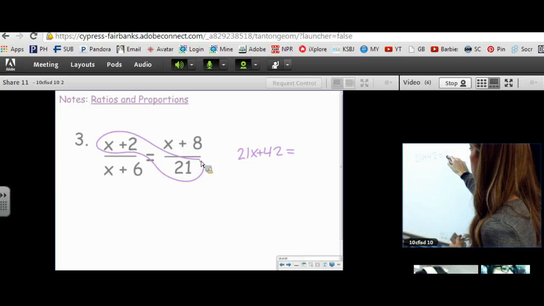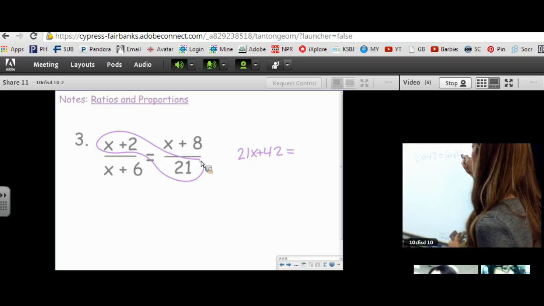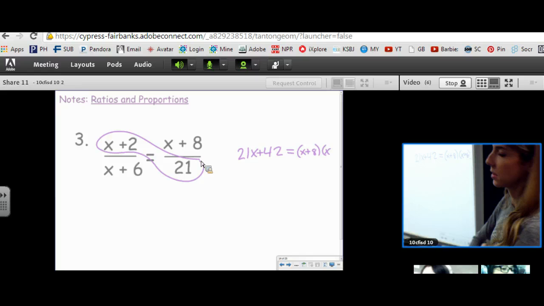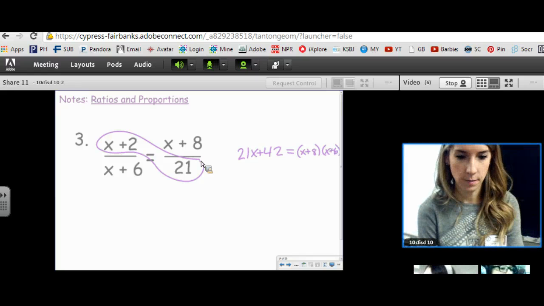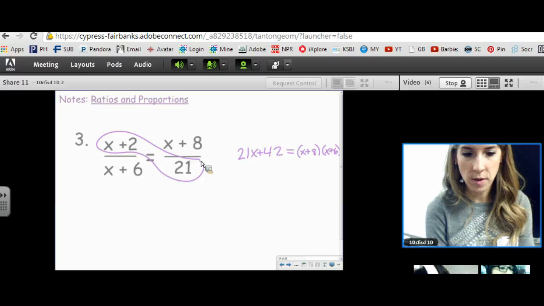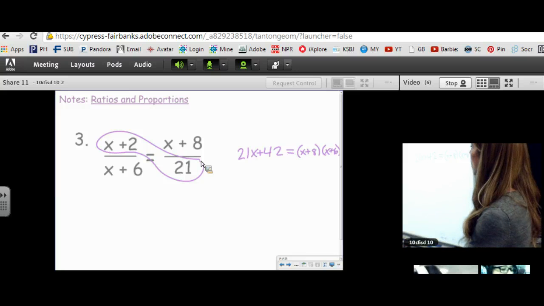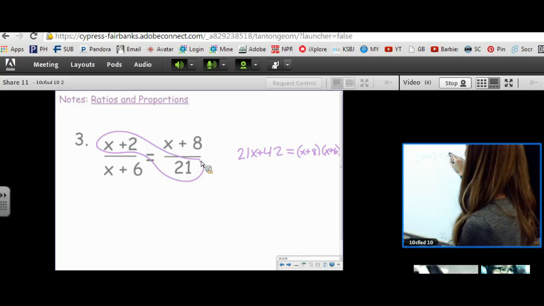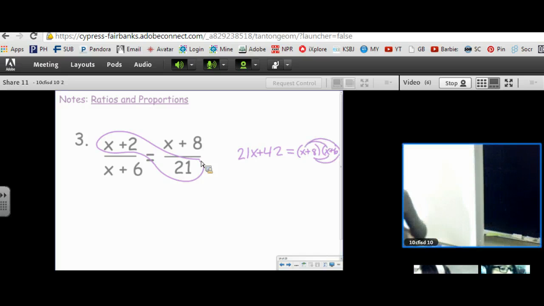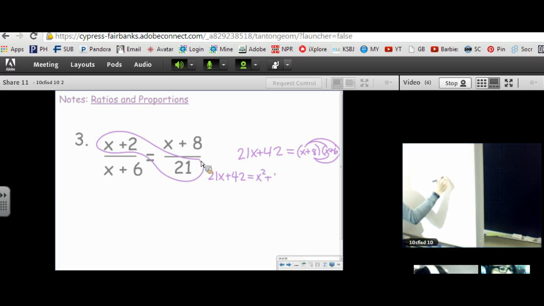And then, when you go the other way, I would recommend you write it out first, because you're going to have to FOIL. No, it's not a trinomial, it's a binomial. So make sure that you FOIL these two. It's going to get uglier before it gets prettier. 21x plus 42 equals x squared plus 14x plus 48.